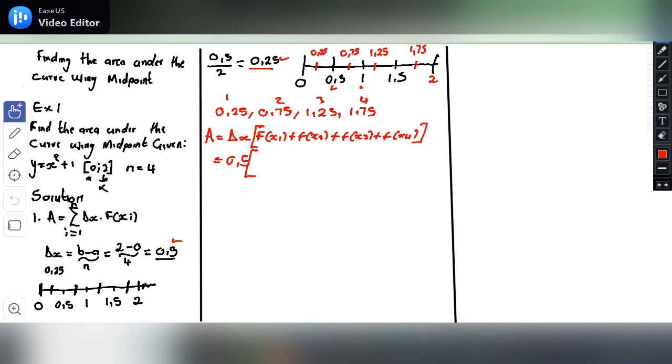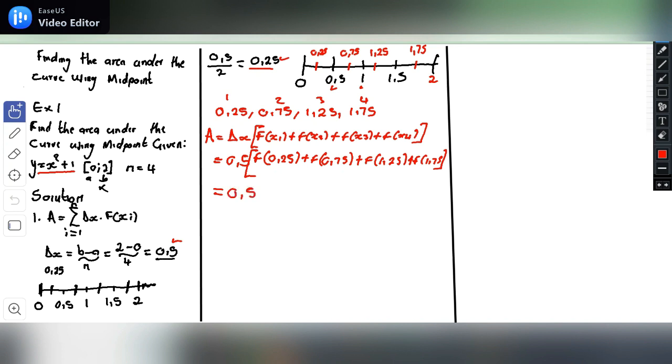So f of x1 is going to be f of 0.25 plus f of 0.75 plus f of 1.25 plus f of 1.75. Right. So therefore, after we know that, we are going to take 0.25 and substitute it in the given equation, which is y equals x squared plus 1. If you check the first video and the second video, you know what we are going to do. So I'm not going to do that step here.